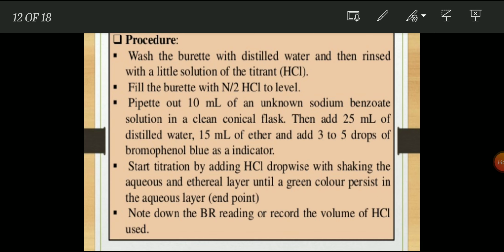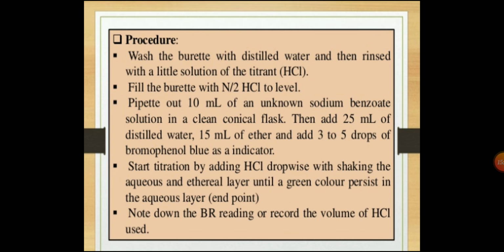Wash the burette. We need the burette for titration, so wash it with distilled water, then rinse with a little of the titrant solution, that is HCl. Rinse it because whatever is left in it will be removed. Fill the burette with M/2 HCl up to the level of the marking. Then pipette out 10 ml of the unknown sodium benzoate solution into a clean conical flask.